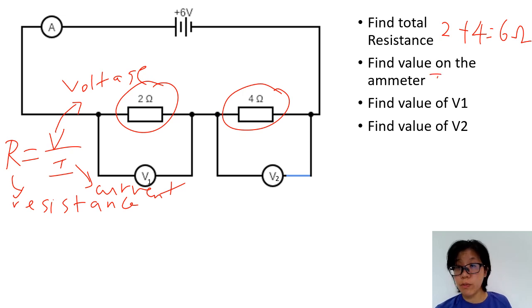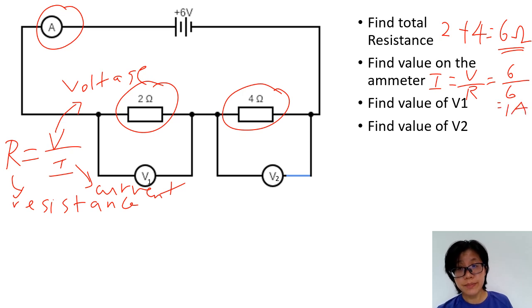Since now I need to find I, I equals V over R. This A here measures the total current, so I have to use the total voltage, which is 6, over the total resistance, which is 6 here. Calculating gives us 1 ampere.